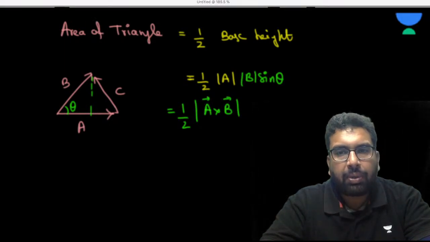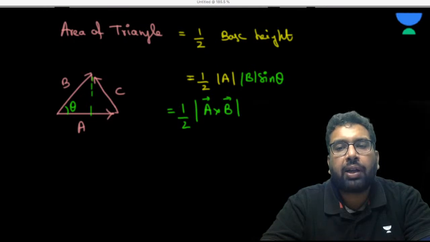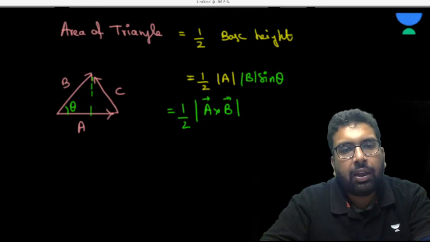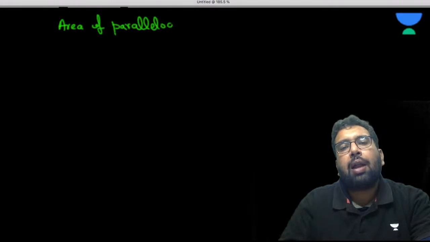Sometimes they give you two vectors in Cartesian form and ask what the area of the triangle formed by these two vectors is. You can do that. Similarly, we can get the area of a parallelogram as well. Let's suppose we need to find the area of a parallelogram using this concept.